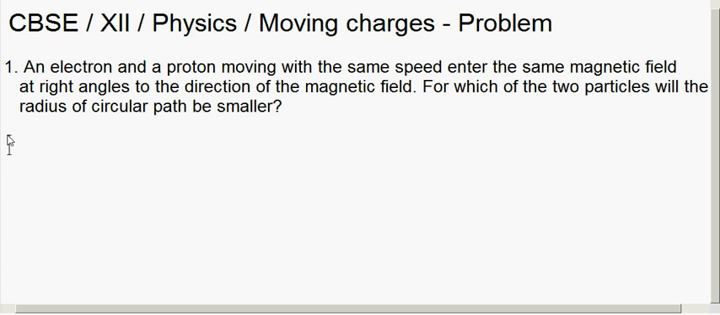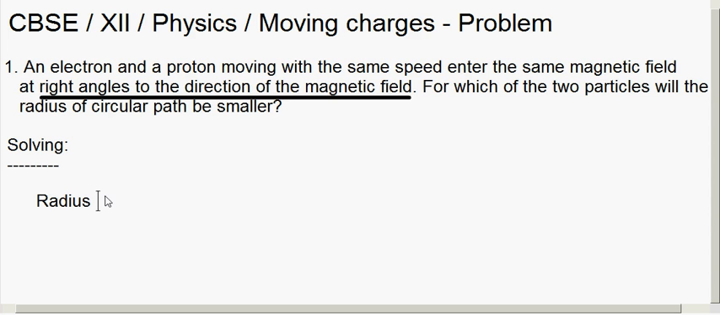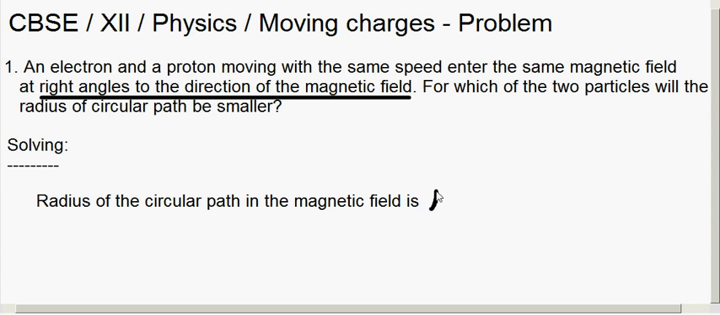Now we know that when a moving charge enters the magnetic field in such a way that the velocity is perpendicular to the direction of the magnetic field, that means the charge enters the field at right angles, the charge follows a circular path, and the radius of the circular path in the magnetic field is given by R is equal to mv by qB. Here m is the mass of the charge, v is the velocity of the charge, q is the charge, and B is the field.